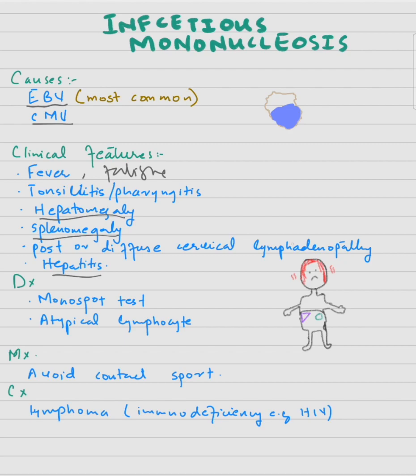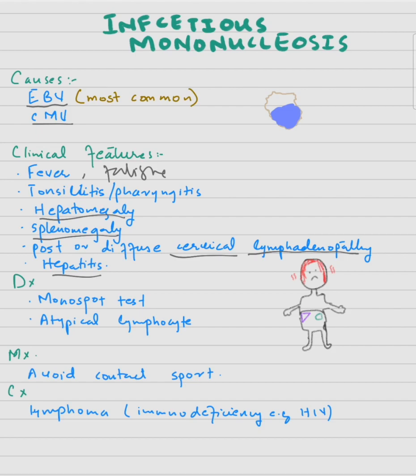Then there's also lymphadenopathy, commonly a posterior cervical lymphadenopathy, but it can be diffuse, so it can involve a lot of the lymph nodes in the body, any lymph node, even the inguinal lymph node. So infectious mononucleosis can present with diffuse lymphadenopathy, okay?